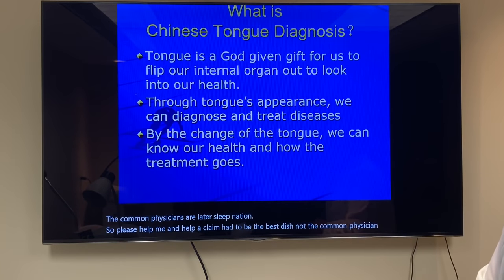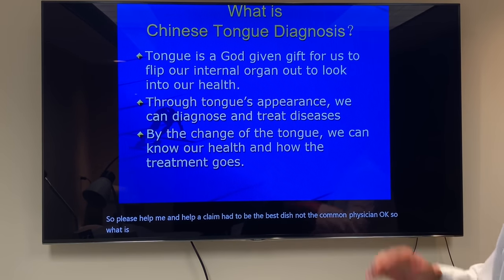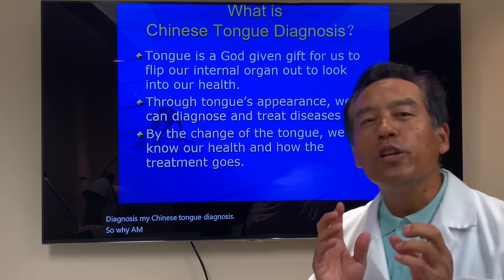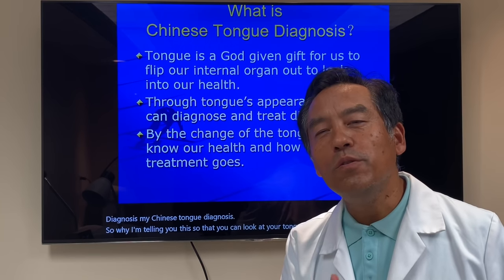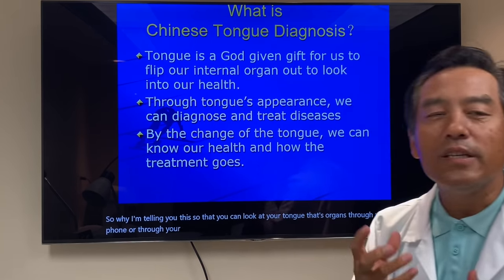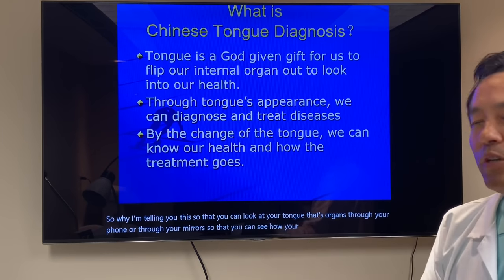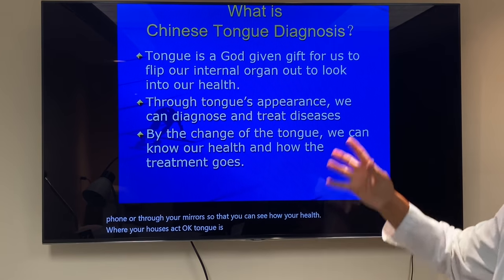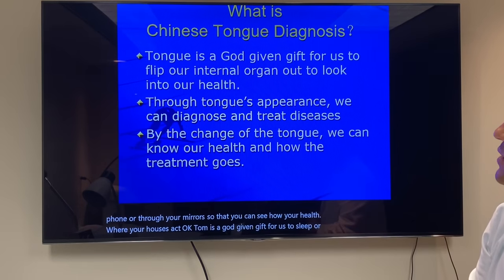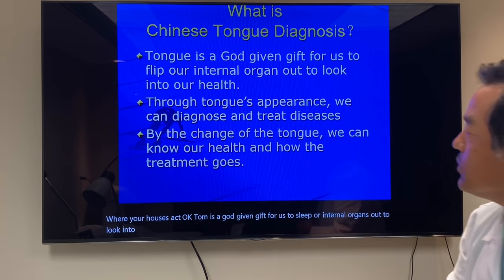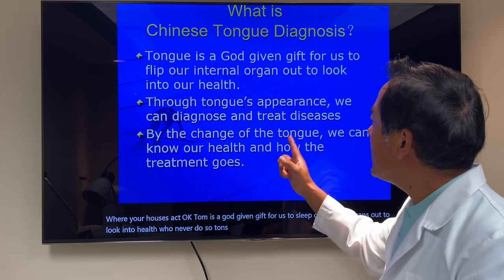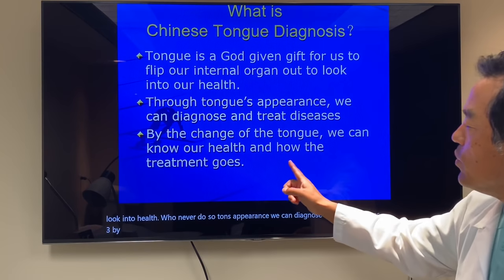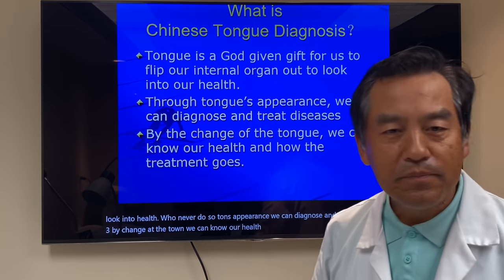So what is Chinese tongue diagnosis? Why am I telling you this? So that you can look at your tongue, that's your organs, through your phone or through your mirror, so that you can see where your health is at. Number one, the tongue is a God-given gift for us to flip our internal organs out to look into our health. Number two, through the tongue's appearance, we can diagnose and treat diseases. Number three, by changes of the tongue, we can know our health and how the treatment goes. Next slide, please.